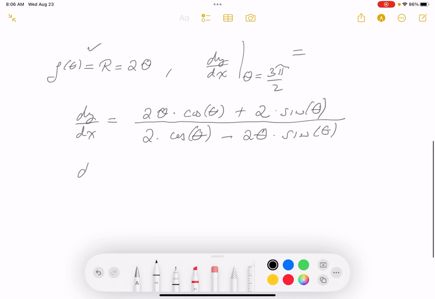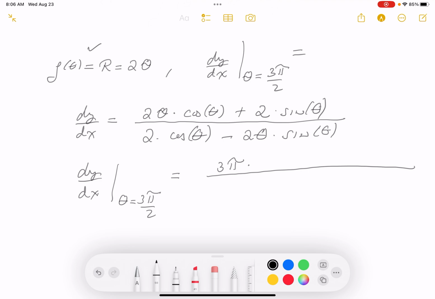What do I want to do? I want to do dy/dx when theta is equal to 3 pi over 2. All right, let's write this down. 2 times 3 pi over 2 is 3 pi. The cosine of 3 pi over 2 is 0. Plus 2 times the sine of 3 pi over 2, which is minus 1. Let's keep doing it. 2 cosine theta is 0, minus twice theta, which is 3 pi, times the sine of theta, and the sine of theta is minus 1.